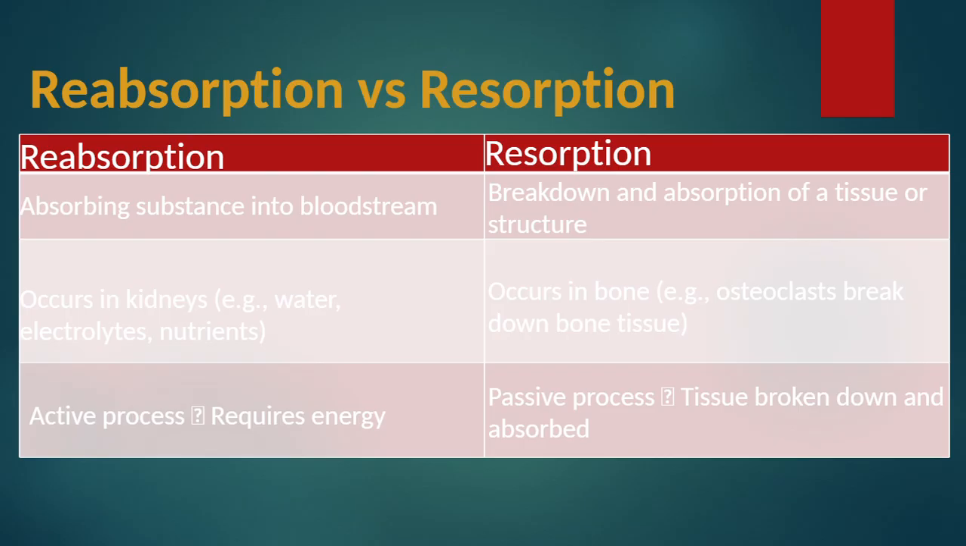Reabsorption is an active process, meaning it often requires energy in the form of ATP. The body uses energy to move substances against the concentration gradient. For example, sodium and glucose are reabsorbed actively in the nephron.